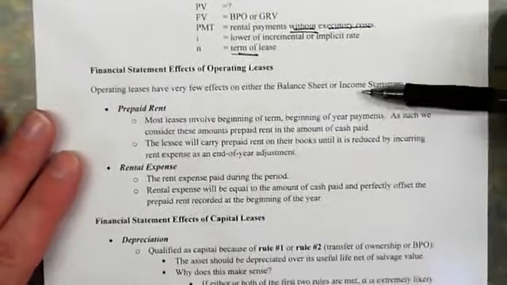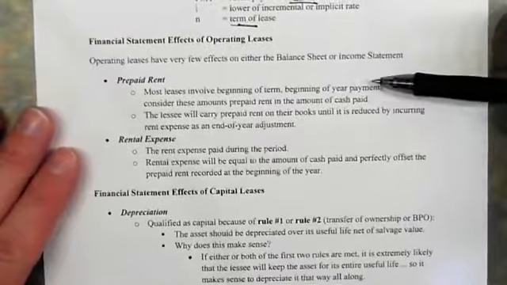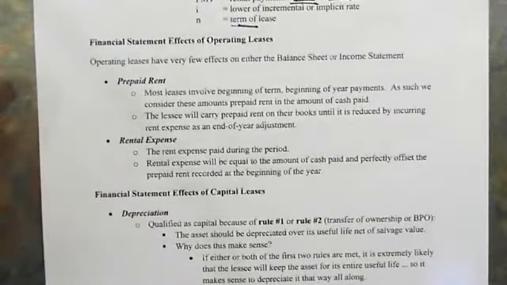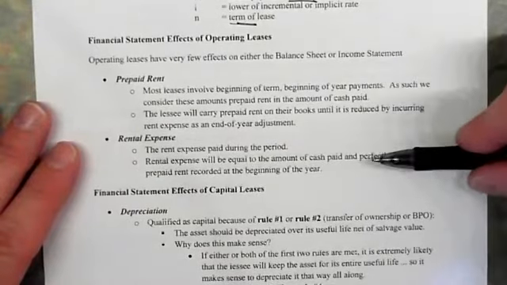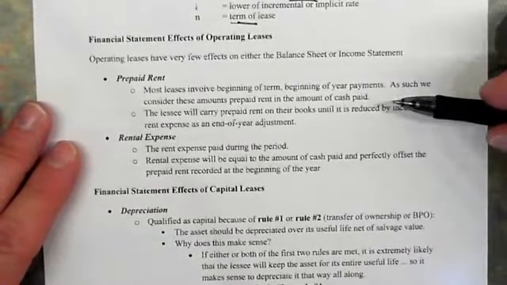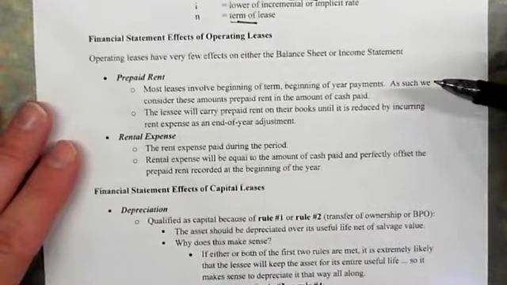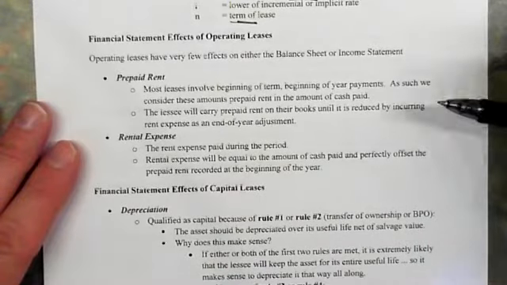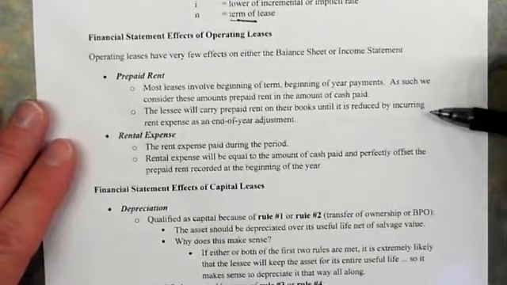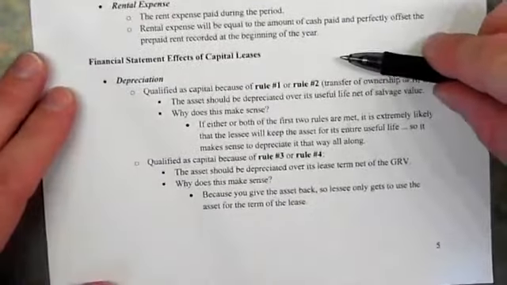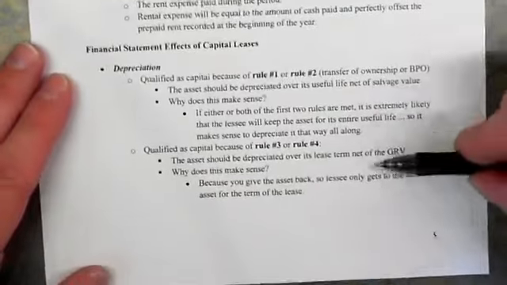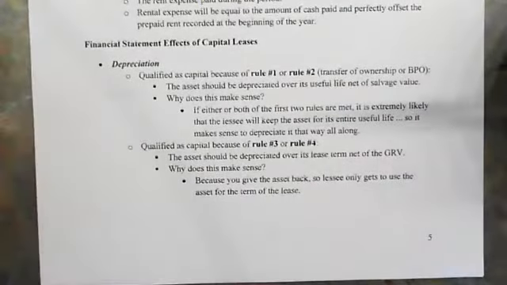Operating leases are going to have few effects on the financial statements. Like I said, that's why they are preferred. There will be some prepaid rent, there'll be some rental expense, and that's it. No asset is recorded, no liability, no interest expense, no depreciation expense. So a lot of those expenses go out the window. With a capital lease, we have to think about depreciation. And when we depreciate the asset, we have to understand why we decided to record an asset.